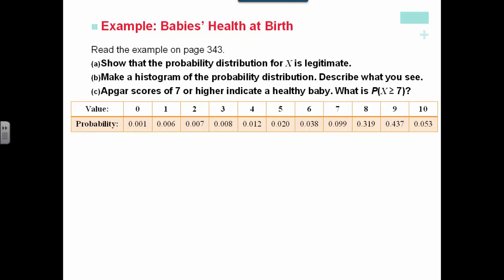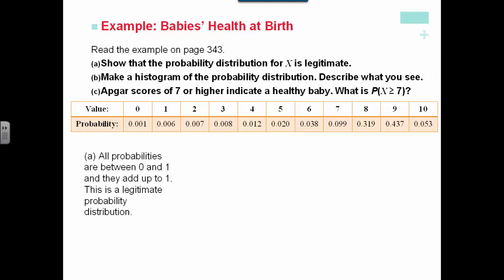Example, show the probability distribution for X is legitimate. Make a histogram of the probability distribution. Describe what you see. APGAR scores of 7 or higher indicate a healthy baby. What is the probability that X is greater than or equal to 7? Here's our solution. All probabilities are between 0 and 1 and they add up to 1. So it's a legitimate probability distribution model.